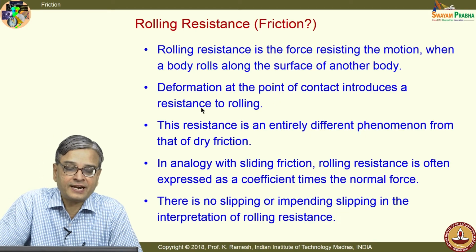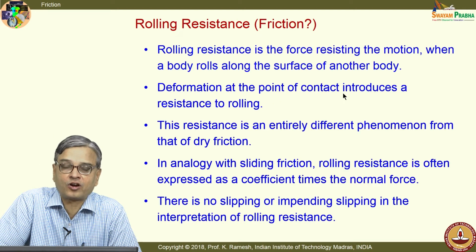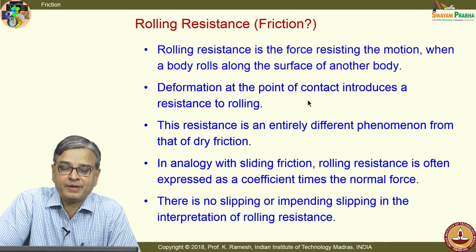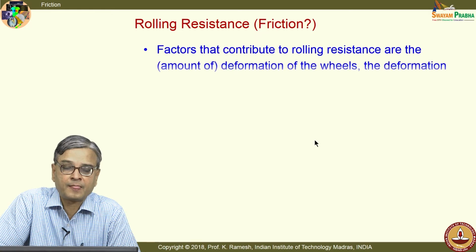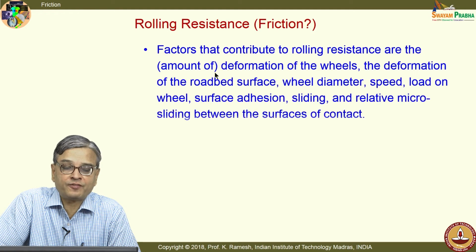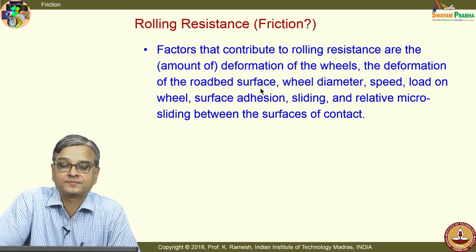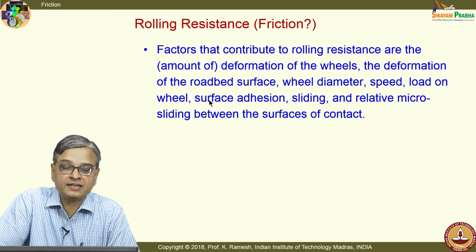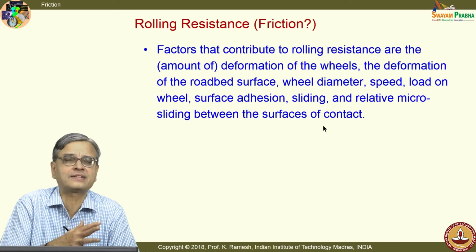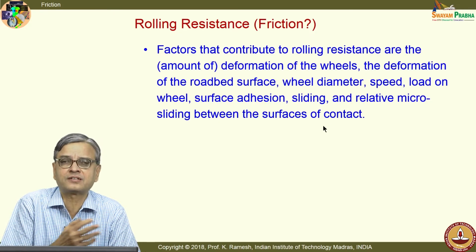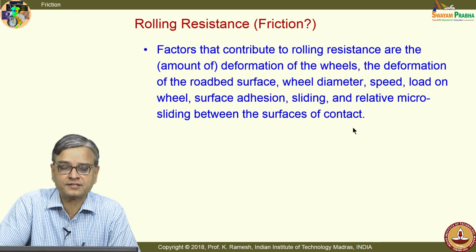It is actually dictated by deformation at the point of contact, and you have many parameters that contribute to rolling resistance. If you look at the amount of deformation of the wheels, the deformation of the road bed surface, the wheel diameter, speed, load on wheel, surface adhesion, sliding, and relative micro sliding between the surfaces of contact. So, it is a very complex mechanism by itself. People are still doing research on this.